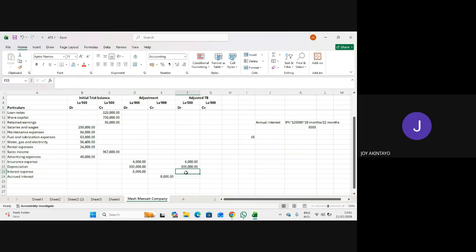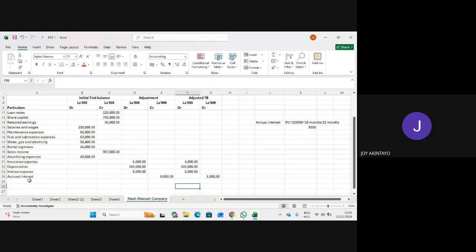So you come here, this is a liability. Accrued interest is a liability to us, while interest is what? Is an expense. Are we together? So we transfer one to our P&L, then we transfer the other one to the statement of financial position. Are we together? So we move.